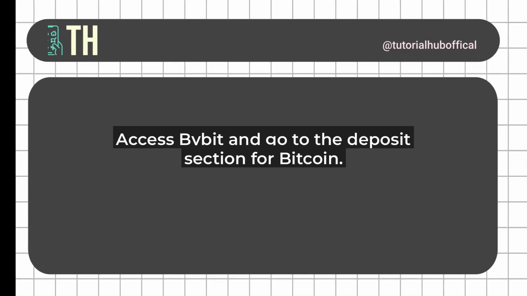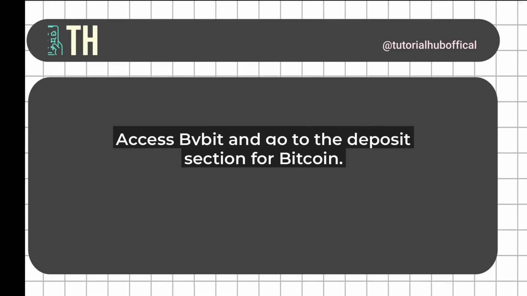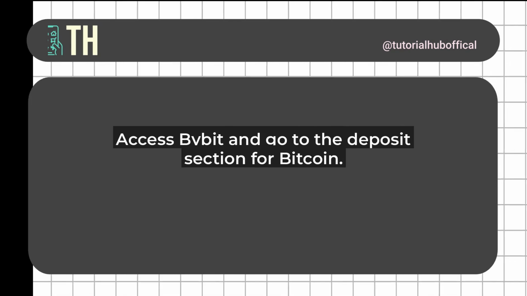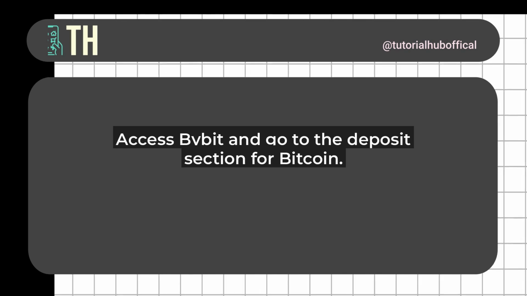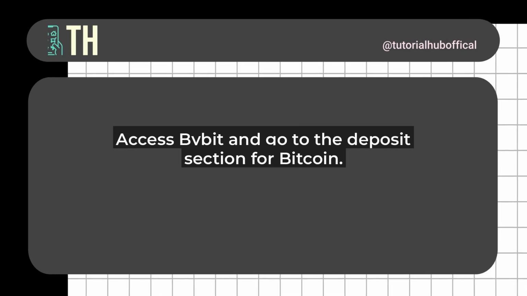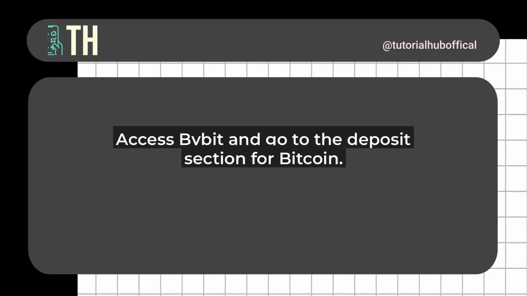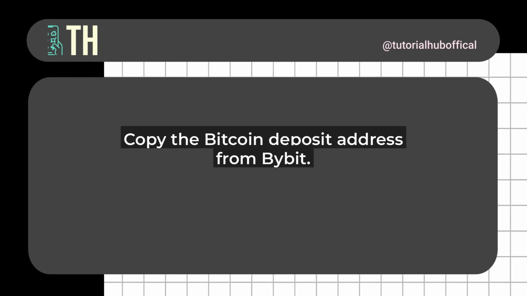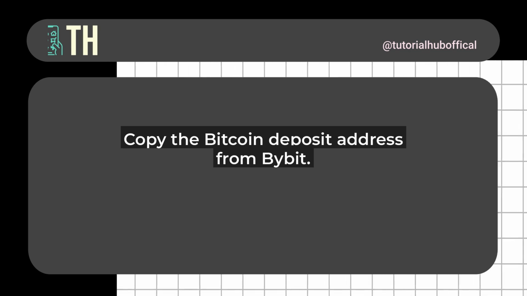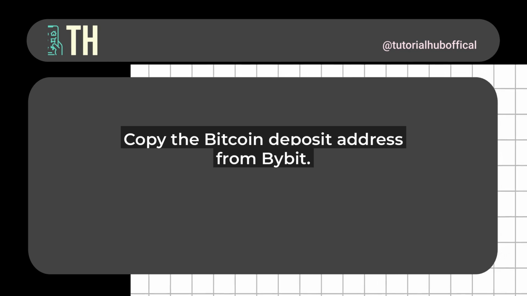safe. First things first, make sure you have accounts set up on both Coinbase and Bybit. You'll also need some Bitcoin in your Coinbase wallet and two-factor authentication enabled on both platforms for security. Let's get started. Step 1. Log into your Coinbase account. Head over to the dashboard and select your Bitcoin wallet from the assets list.